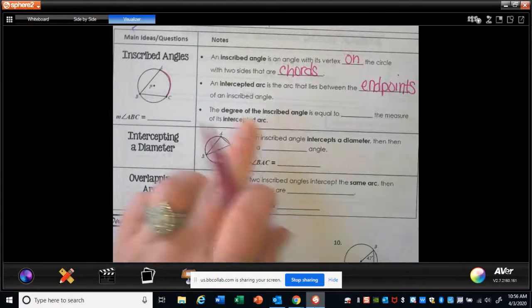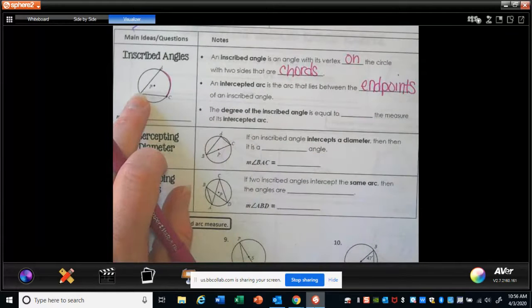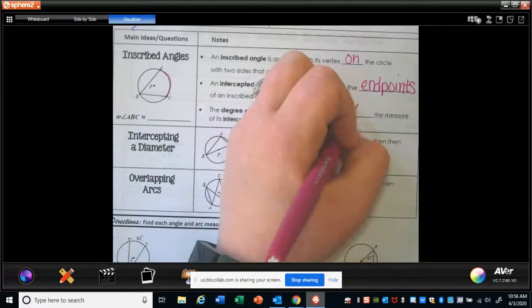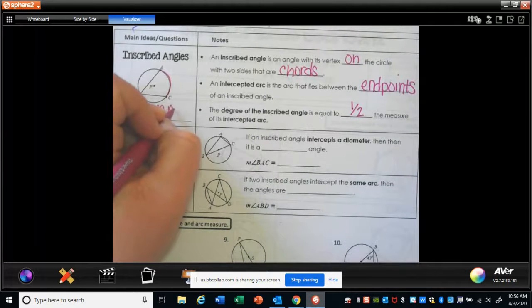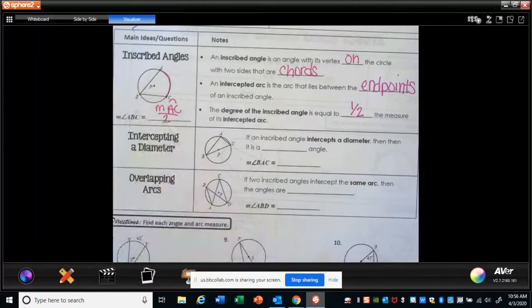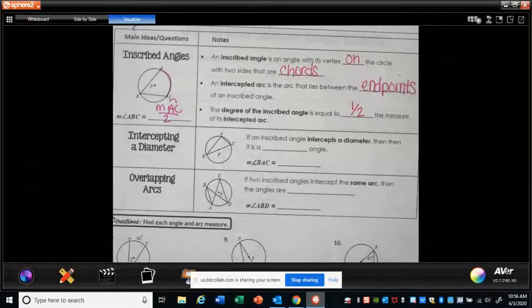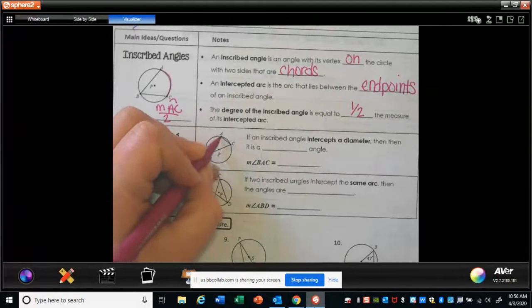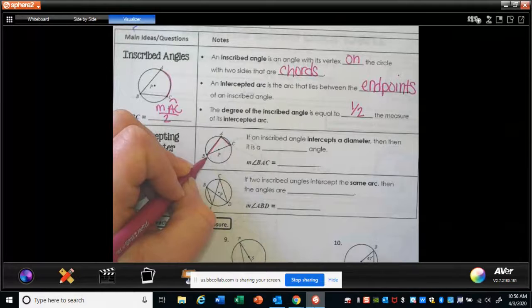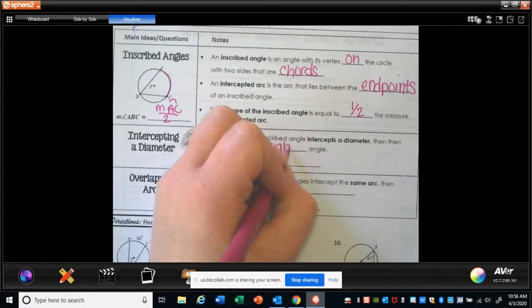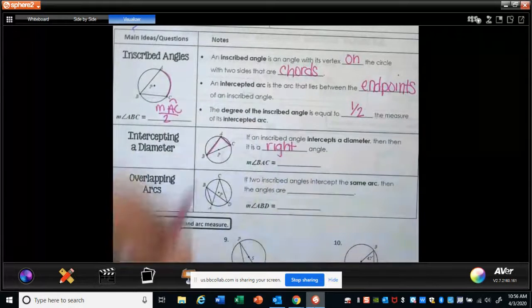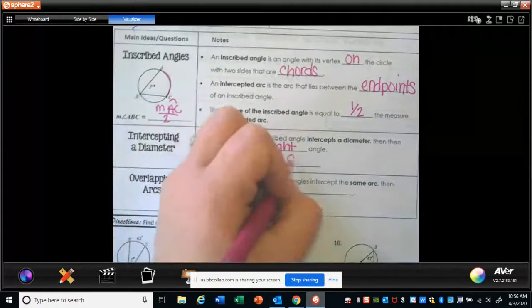To find the measure of the inscribed angle, it's always going to be equal to half the measure of the arc. So the measure of angle ABC, we're going to take arc AC and divide by 2, or cut it in half. Now, if we have an inscribed angle whose endpoints are on the diameter of a circle, then it creates a right angle for the inscribed angle. So the measure of angle BAC would equal 90 degrees.